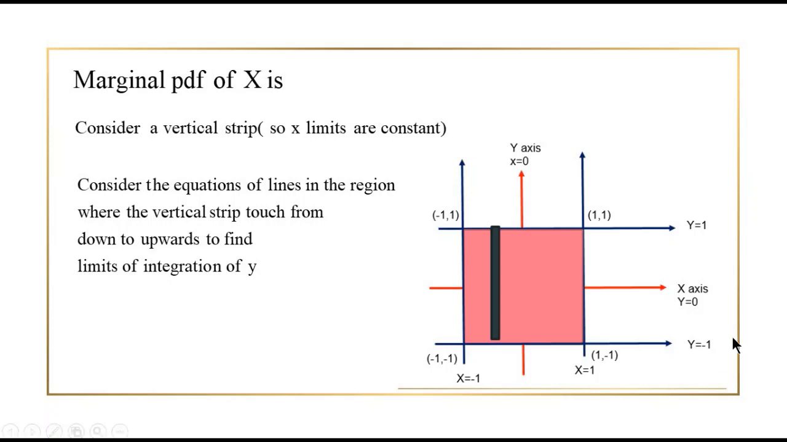You know it is touching the line y equal to minus 1, and the topmost is touching the line y equal to 1. Therefore our limit is minus 1 to 1. See, I told you for a rectangular region no need to write all these because it is understood. If you draw a vertical strip or a horizontal strip for a rectangular region, we always get constant limits. So y equal to minus 1 to plus 1 is our limits for y.